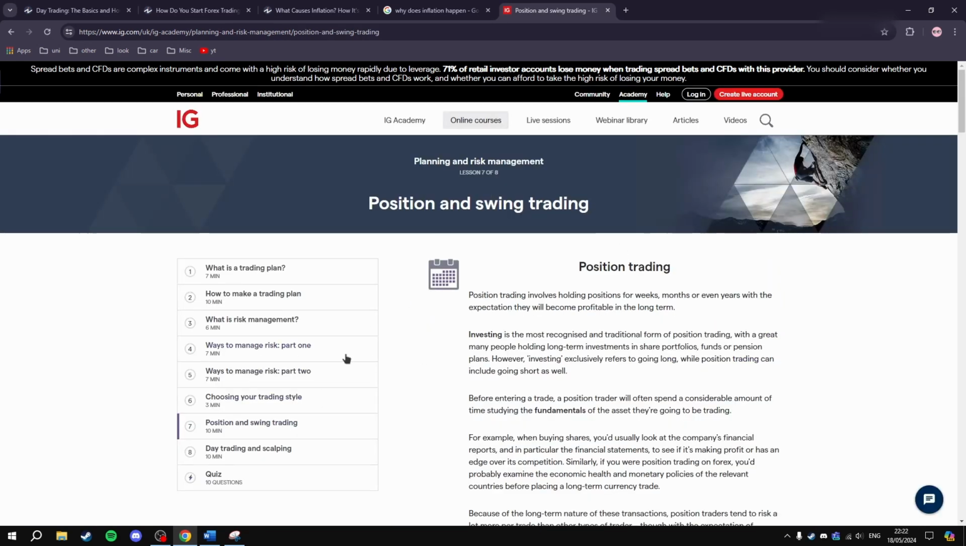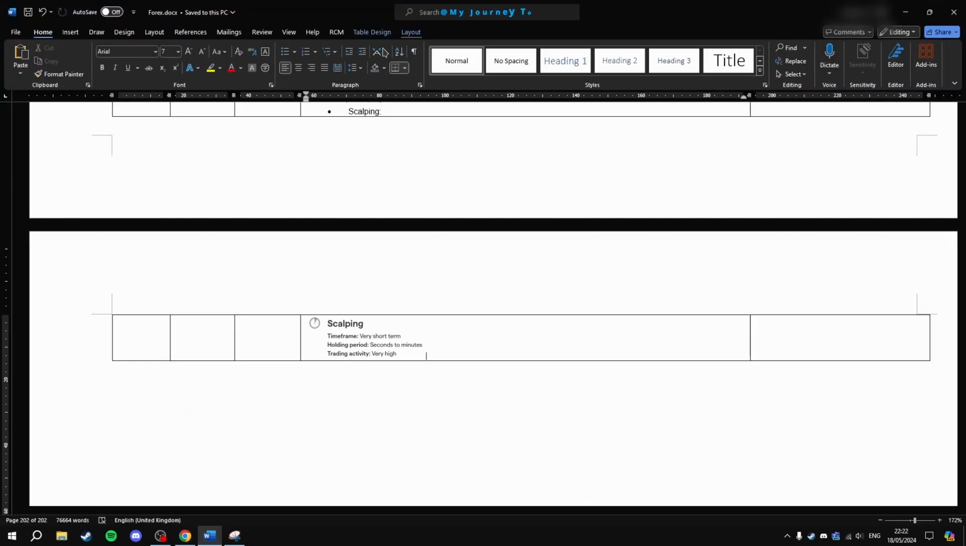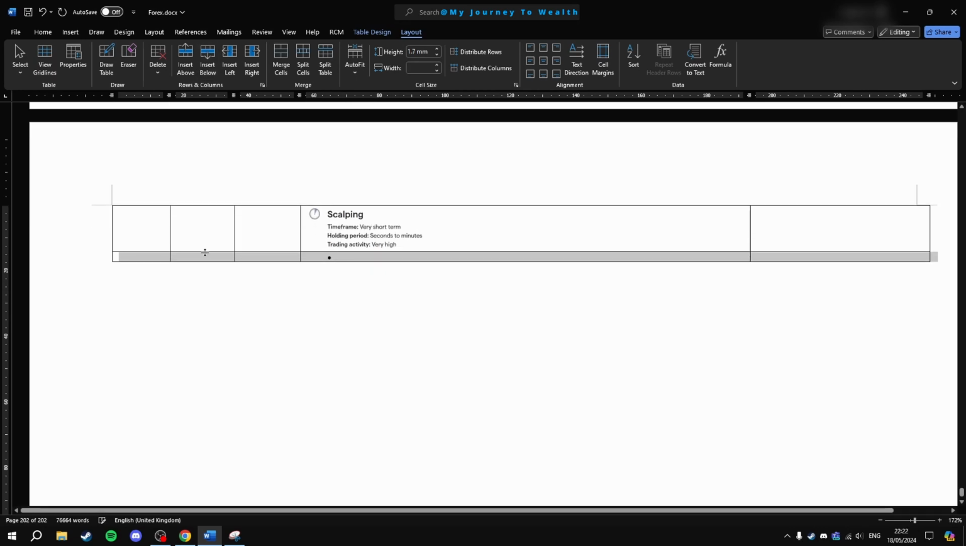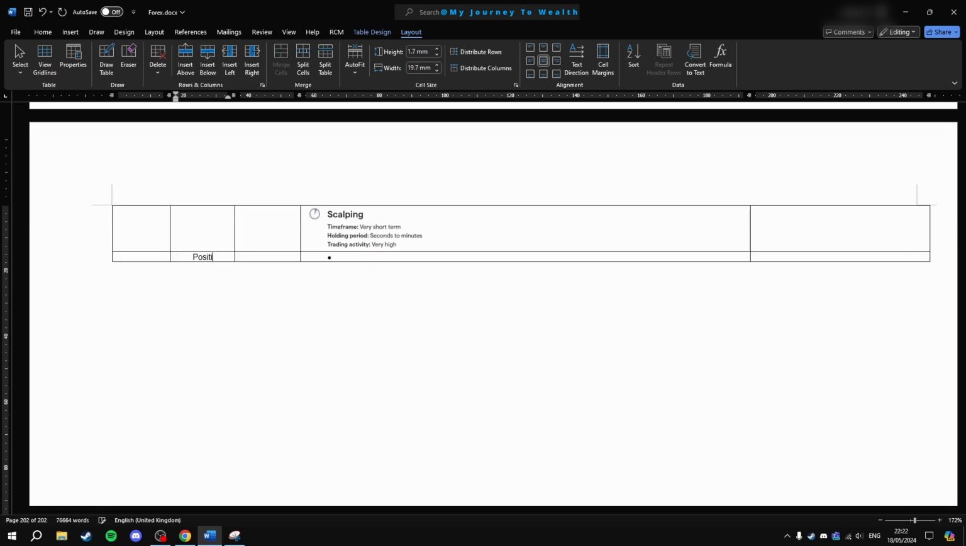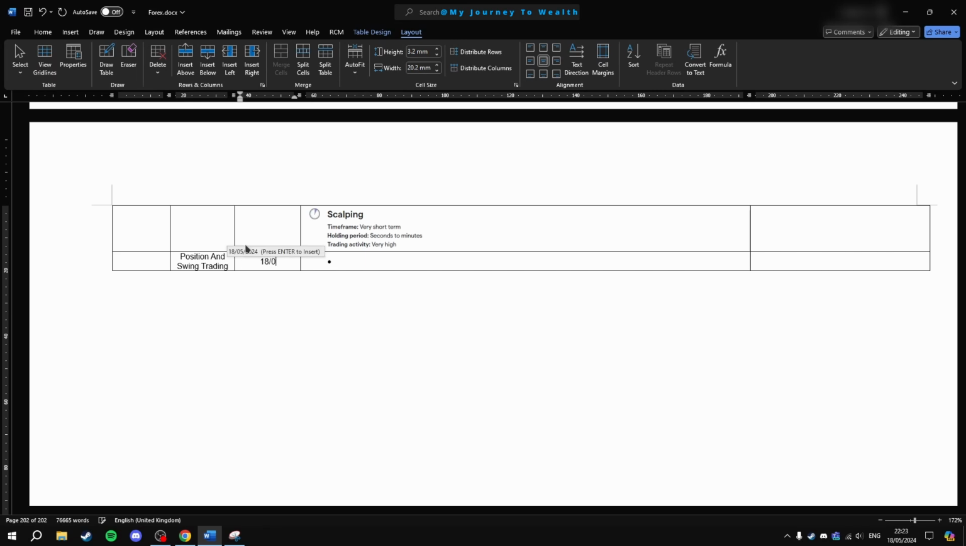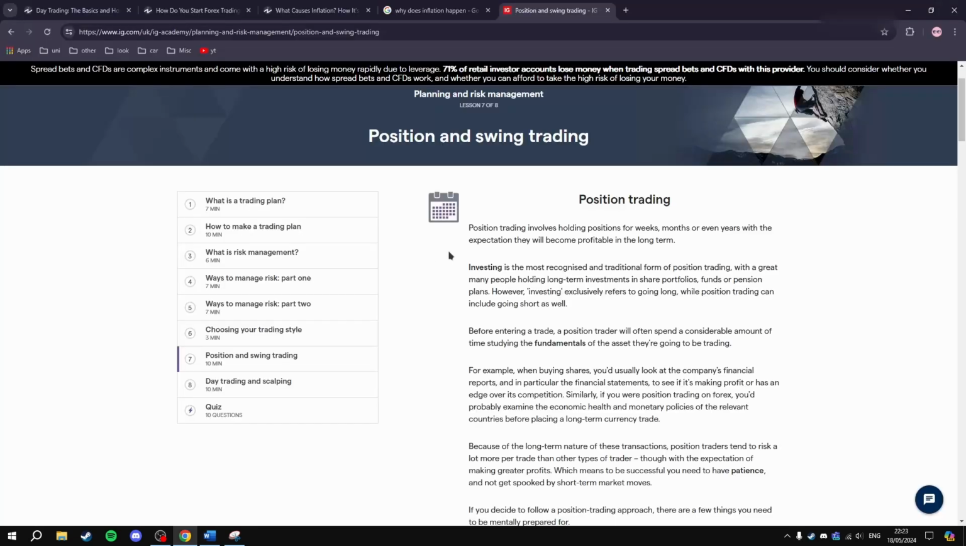So, position and swing trading. Position trading. Position trading involves holding positions for weeks, months, or even years with the expectation it will become profitable in the long term.